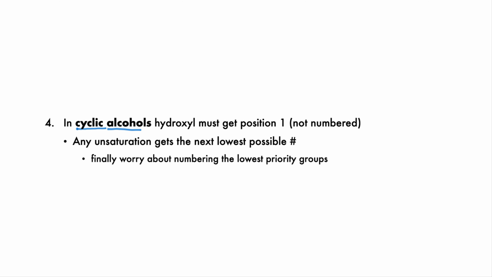In cyclic alcohols, the highest priority hydroxyl must get position 1. It is understood to be there and is not numbered. If there are double and triple bonds, their locations are then considered next. Finally, you would worry about numbering the lowest priority alkyl and halo groups.